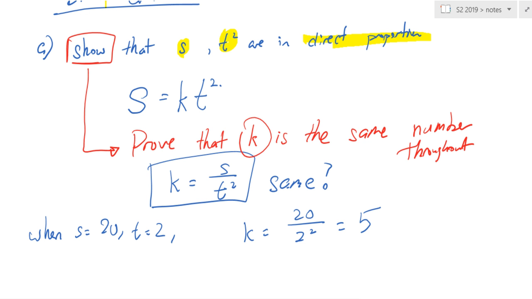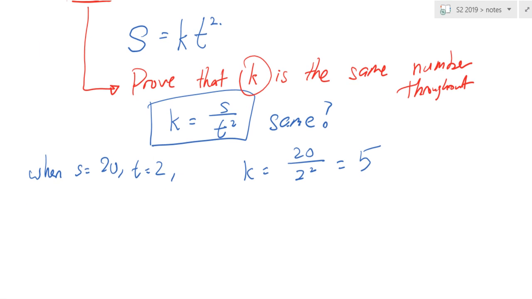Do you understand? So can I pause the video for you to try now? Okay, start. Do you know how to continue that? Next, you want to write down when S equals to a number, T equals to a number. Then you put in the K. See whether it is the same number. Okay, I pause. I let you try.